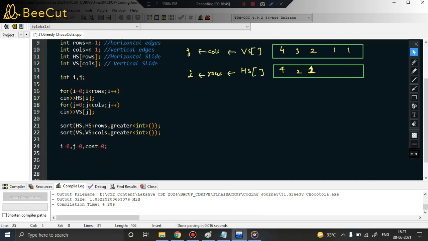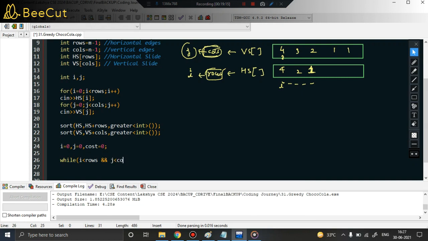Fine. Now what will I do? I will use a while loop, and I'll say while I is less than, because you see that I is pointing to this element right now, j is pointing to this element right now. I will move till the end of this array. What is the size of this array? Rows. And what is the size of this array? Columns. So j will move till columns, I will move till rows. That is why I say while I less than rows and j less than columns.